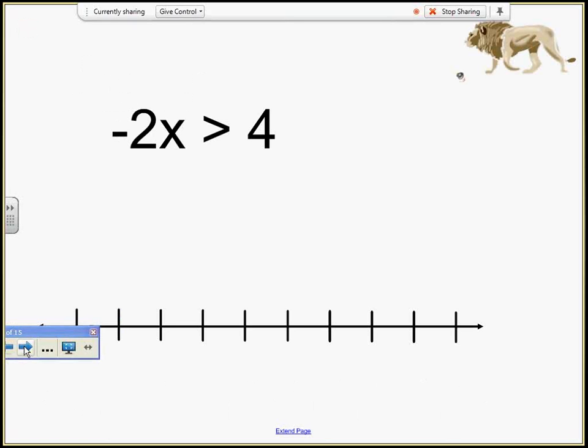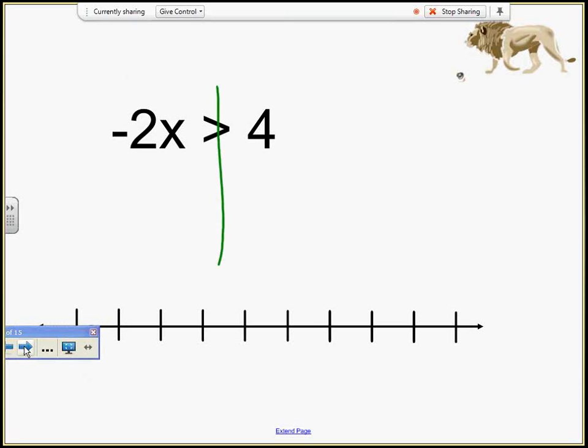Okay. Now we're going to do something exciting. Okay? So I want us to actually think about this inequality for a second. Negative 2 times x is greater than 4.